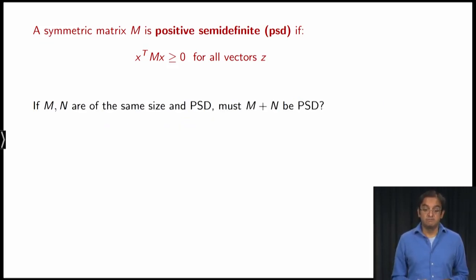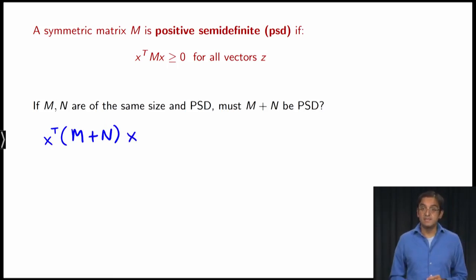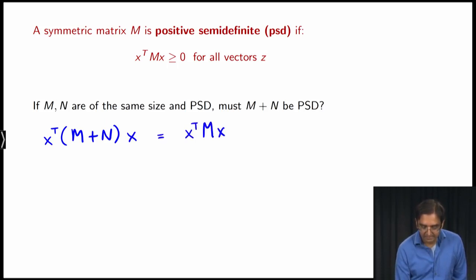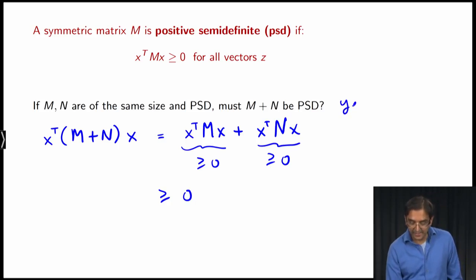Here's a related question. Suppose you have 2 matrices that are each positive semi-definite. What about their sum? Is that positive semi-definite? Well, again, we can just try directly by plugging into the definition. Let's take their sum, M plus N, and look at x transpose (M plus N) x. Now we can factor this. This is just equal to x transpose Mx plus x transpose Nx. And each of these are greater than or equal to 0. So the whole thing is greater than or equal to 0. And so the answer to this question is just a simple yes.